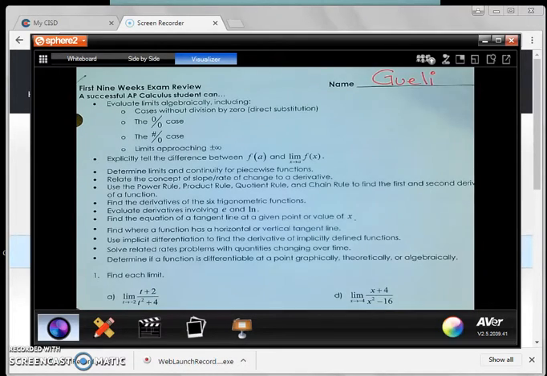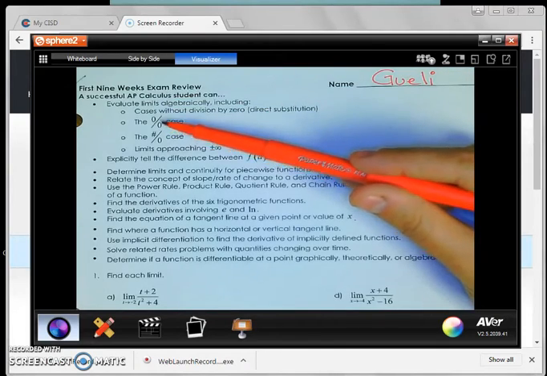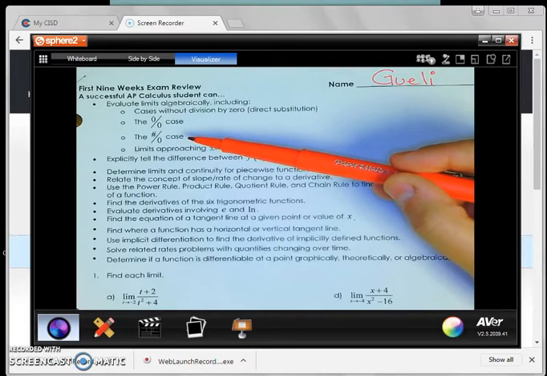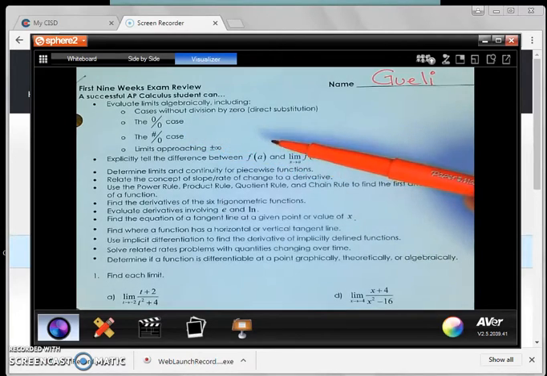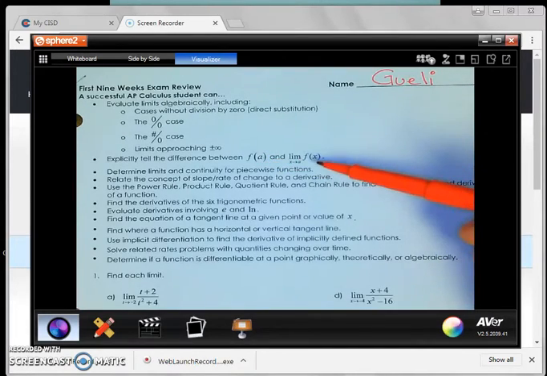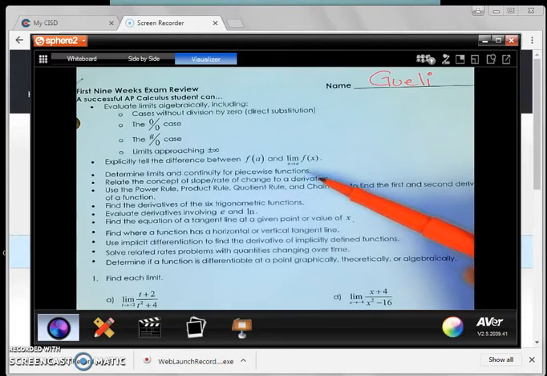Make sure that you know how to evaluate limits algebraically, including the case of 0 divided by 0, and the case of a number over 0, meaning there's a vertical asymptote, so you'd have to use one-sided limits. Also limits approaching positive or negative infinity, where you're going to be using your horizontal asymptote rules. Be able to tell the difference between evaluating a function and evaluating the limit. That should lead into your definition of continuity, and continuity of piecewise functions, so make sure you know your left and rights.